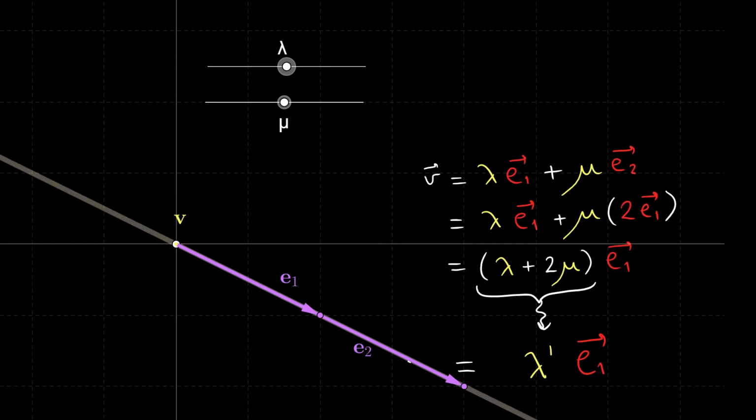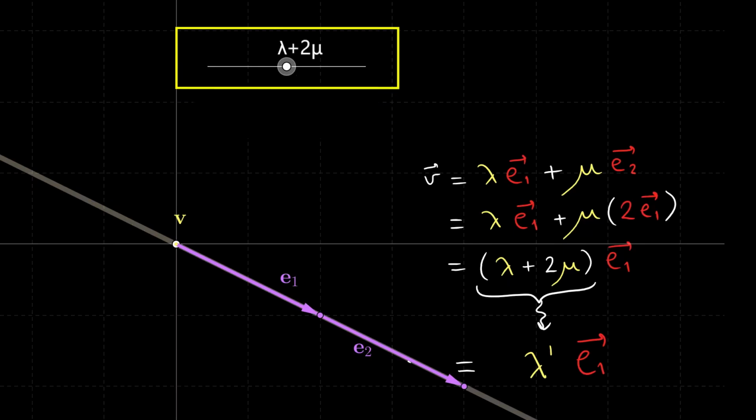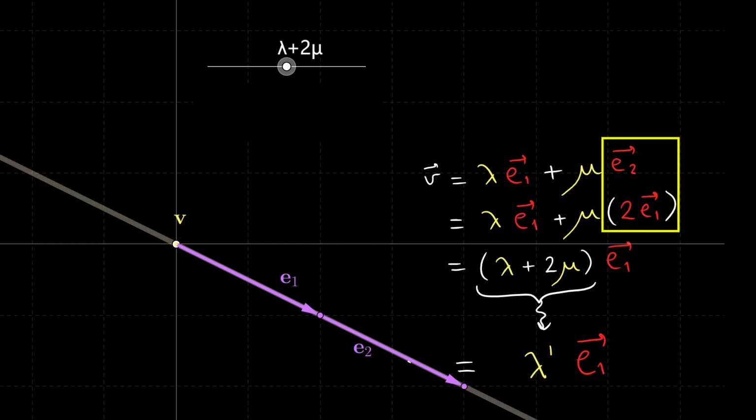We can rename it as a new single coefficient, lambda prime. So the two sliders have actually been combined into only one. And that is why this linear combination of two vectors only really has one single free parameter, only one degree of freedom, and so we can form only a one-dimensional line. Remember, this all happened because E1 and E2 were linearly dependent vectors. In two dimensions, this simply means that the two vectors are parallel. Things get more interesting in three dimensions.